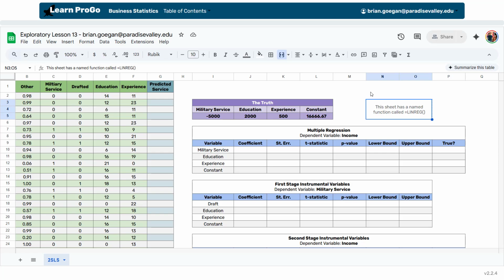All right, welcome to another exciting chapter of business statistics. Here, Exploratory Lesson 13, we're exploring the path from cause to effect.